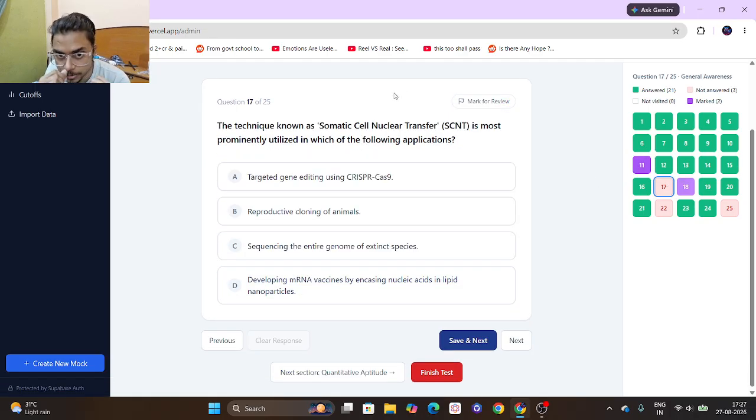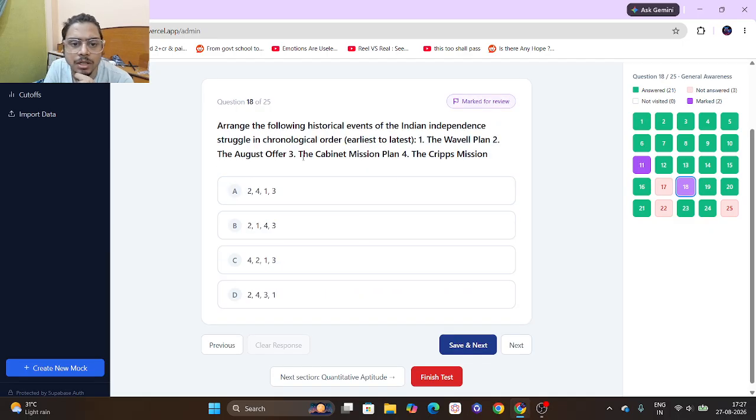The technique known as somatic cell nuclear transfer (SCNT) is most prominently utilized in which of the following applications? Targeted gene editing using CRISPR, reproductive cloning of animals, sequencing of the entire genome of extinct species, developing mRNA vaccines by erasing. No, I have no idea. No idea. Are the historical events of Indian independence?